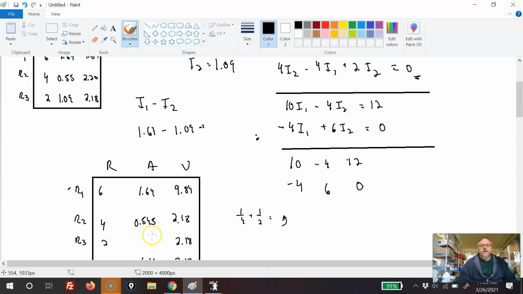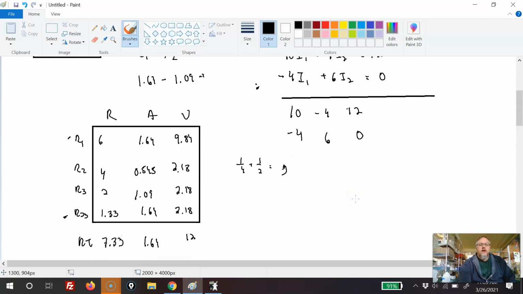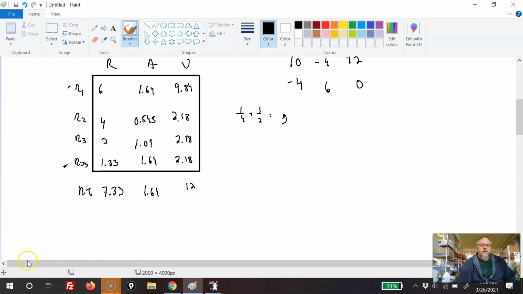So you can see that both of them work equally well for solving a more complex circuit. It may be better to use the matrix table. We'll show you that later on. Okay, excellent.